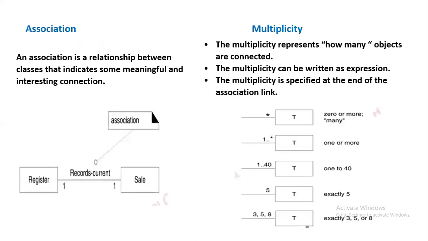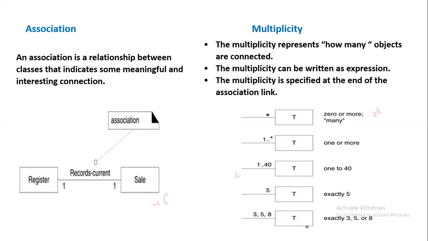The next, association. Association is a relationship between classes. It indicates some meaningful and interesting connection among the classes. For example, if you have two classes called register and sale, the association we can say is that register records the current sale. It means that register is a class, and it records the current sale from the class. Right? So it is an association. It is a relationship among two different classes.